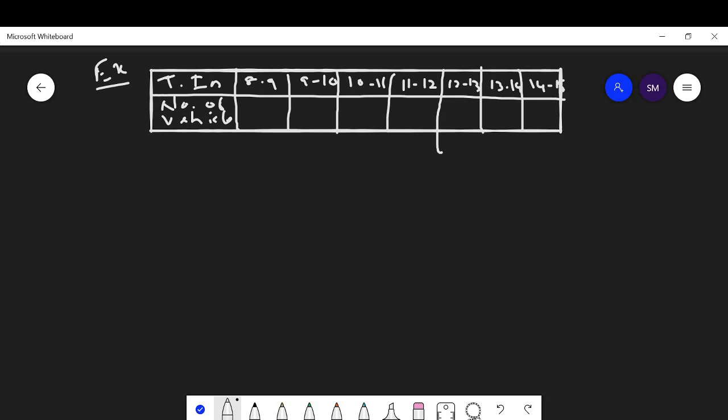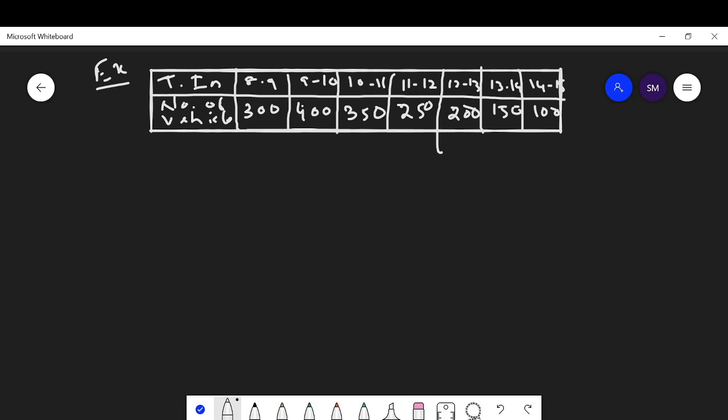Then how many vehicles passed during this hour? During 8 to 9, 300 vehicles. Then 9 to 10, there is more traffic, 400 vehicles, because this is office hour. Then next 10 to 11, 350 vehicles. Then 250 vehicles. Then 200 vehicles. Then next 150 and then 100. The traffic is more at this time because the office hours start; some offices start from 8 and some from 9 to 10. Then this is the traffic time.